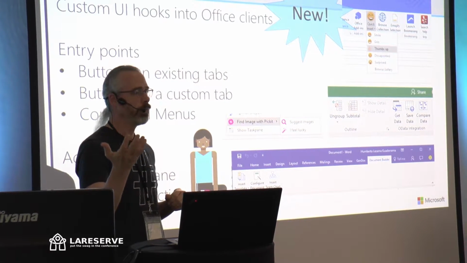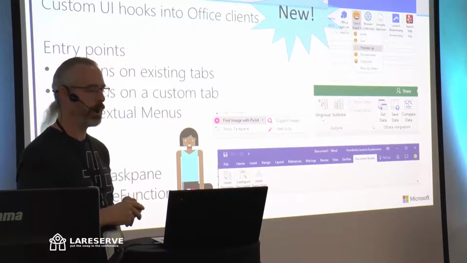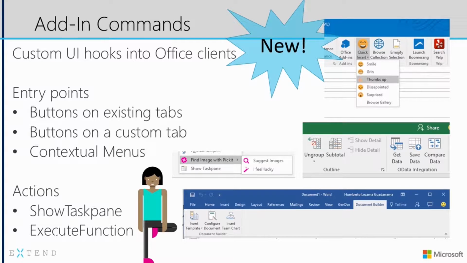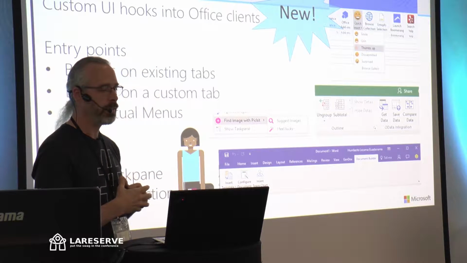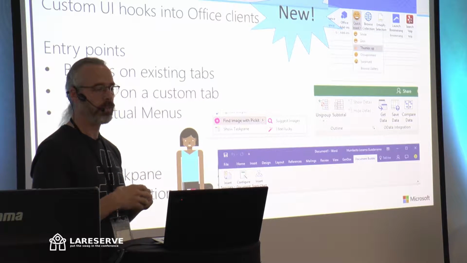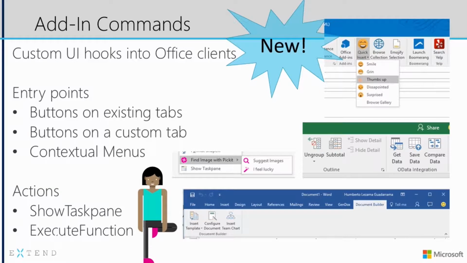And you can use existing tabs, or you can use a custom tab and have your buttons show up there, or use context menus. That's a great way to get your add-in functionality more quickly into the user's content and what they're doing. And these buttons and context menus can do one of two actions. They can either show the task pane, in the case where it's a task pane add-in, show the task pane UI, or they can execute a function directly.